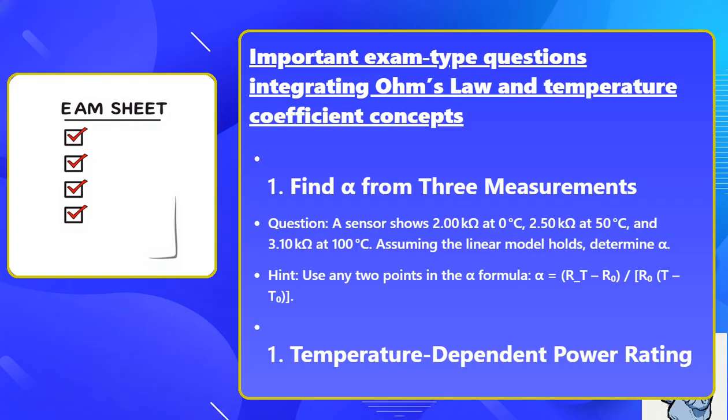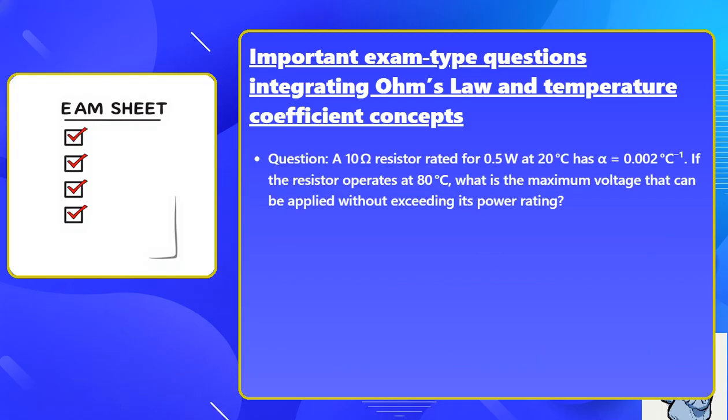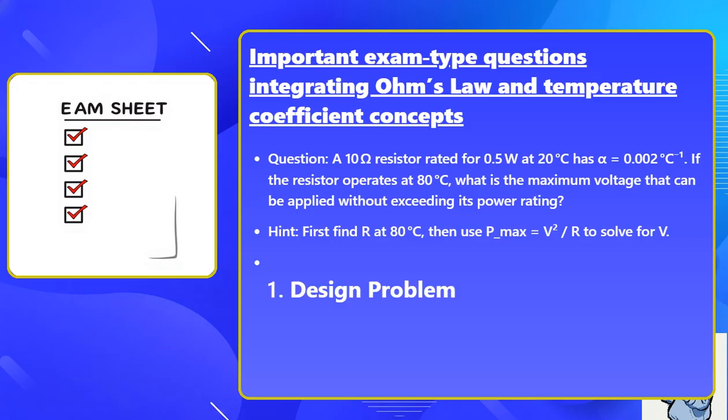4. Temperature-dependent power rating. Question: a 10 ohm resistor rated for 0.5 watts at 20 degrees Celsius has alpha equals 0.002 per degree Celsius. If the resistor operates at 80 degrees Celsius, what is the maximum voltage that can be applied without exceeding its power rating? Hint: first find R at 80 degrees Celsius, then use P max equals V squared divided by R to solve for V.